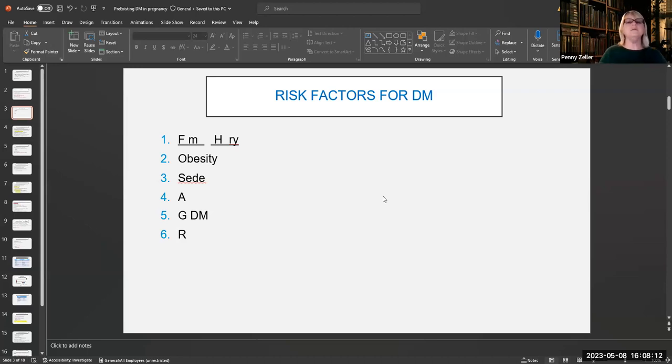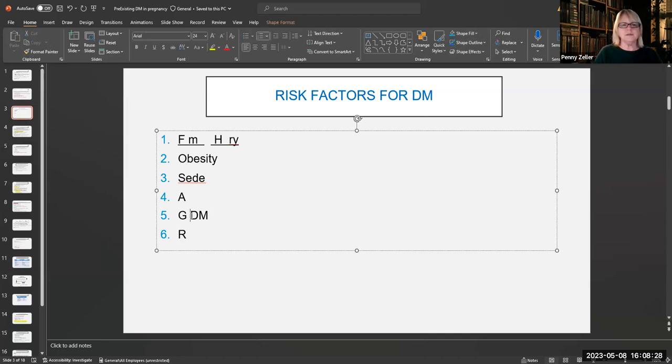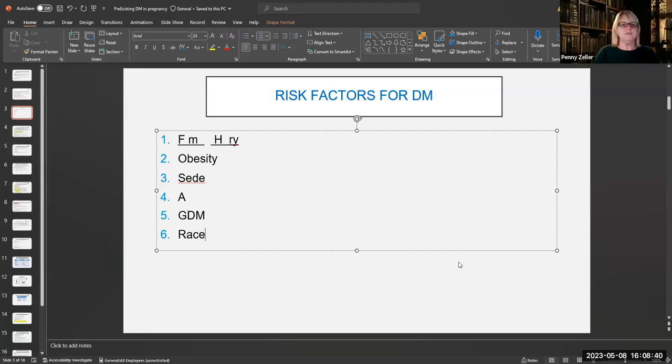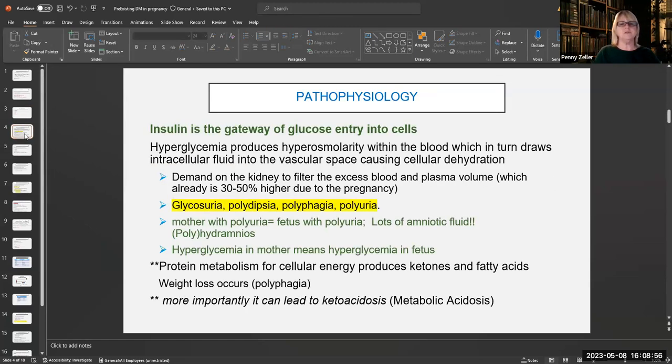Okay. So we screen with an A1C when you hit a certain age. Routine screening, I think it's 40. We do A1C, especially if there's a family history of diabetes or if the client's obese. What's number five? Who knows what that is? Gestational diabetes. Gestational diabetes mellitus. Yeah. Does anybody know what R is? Brace. Good. Yeah. So this one is age. That's probably not any different than what you knew before. You hear that all the time on advertisements.